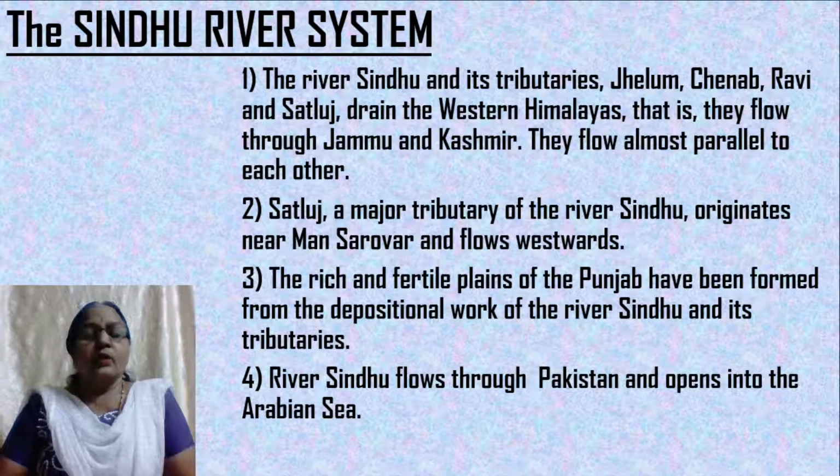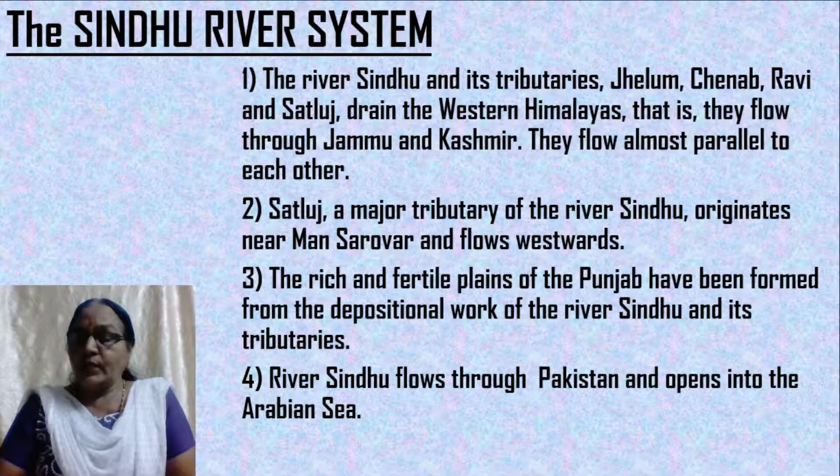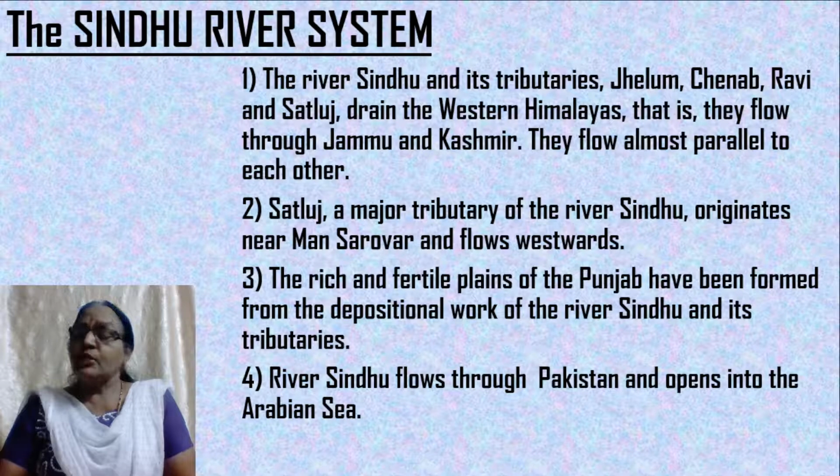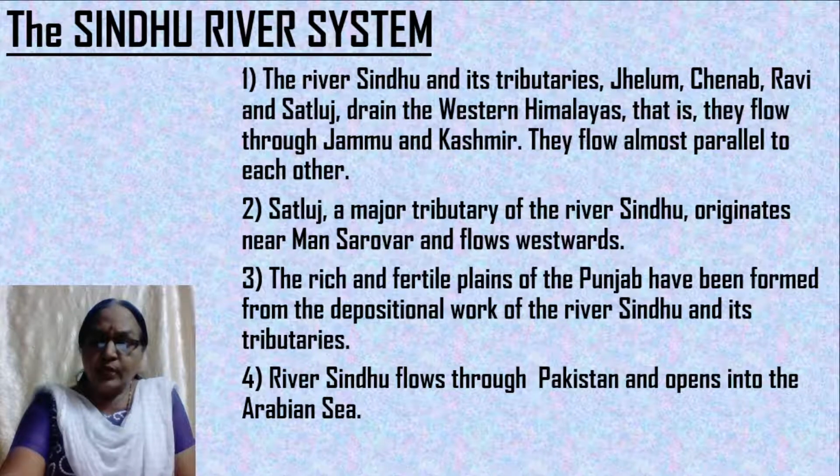Now, the Sindhu river system. The river Sindhu, together with its tributaries Jhelum, Chenab, Ravi and Satluj, drain the western Himalayas, that is, they flow through Jammu and Kashmir almost parallel to each other.